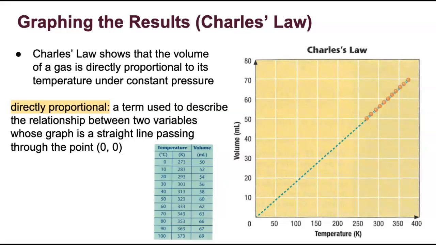When we say directly proportional, again, we are describing a relationship between two variables. You're going to be able to see if something is directly proportional just by looking at a graph, because you'll notice that the line the graph makes runs straight through the 0, 0 point. So here we could draw our line starting at 0, 0 all the way in a straight angle through to what would be the end of the graph, 400 Kelvin, and something in the range of 74, 75 volume in milliliters.